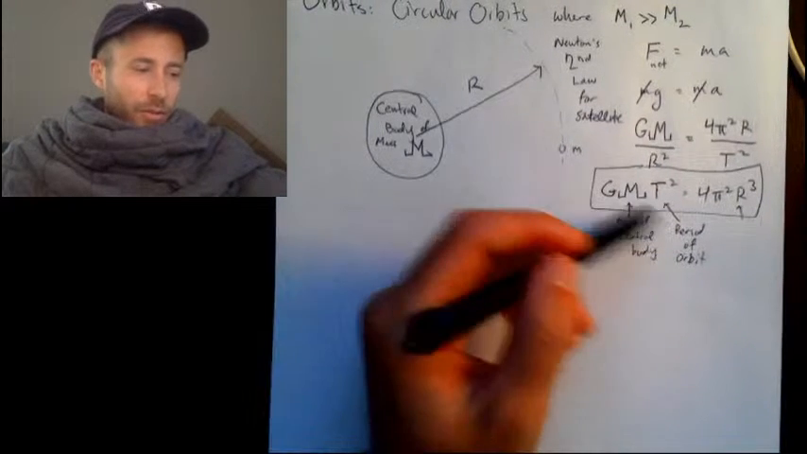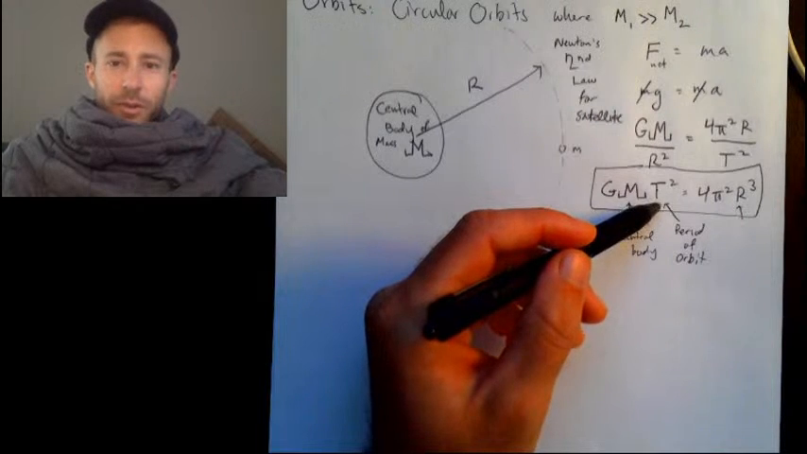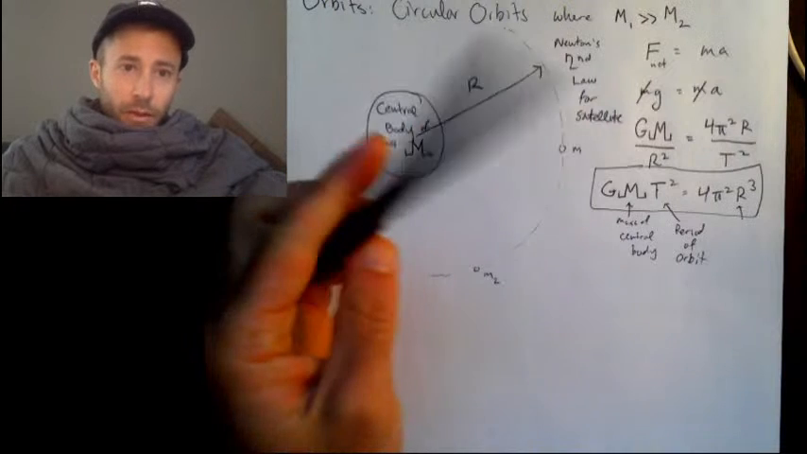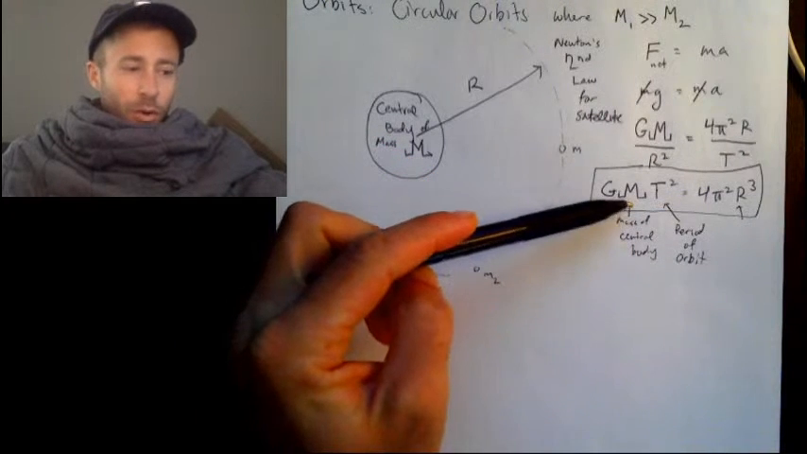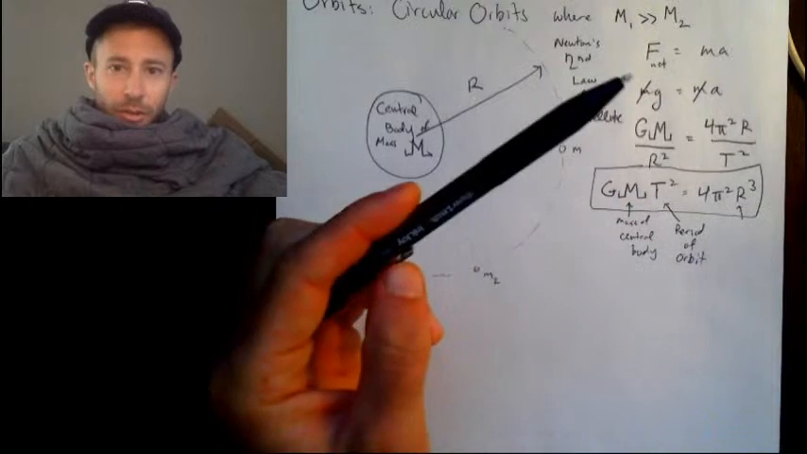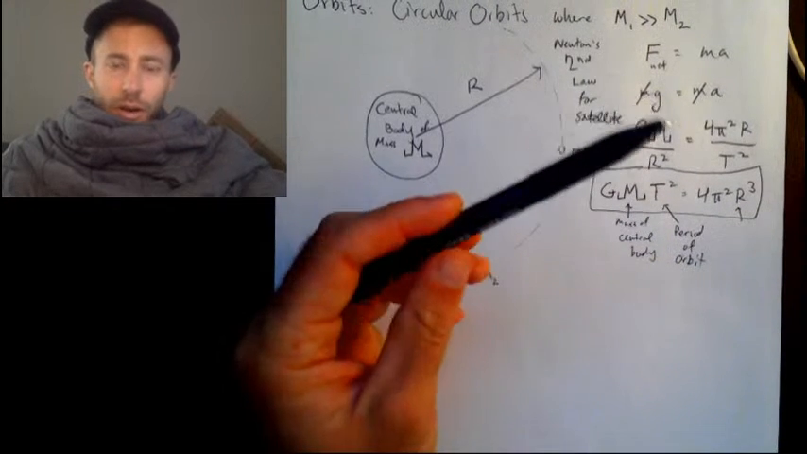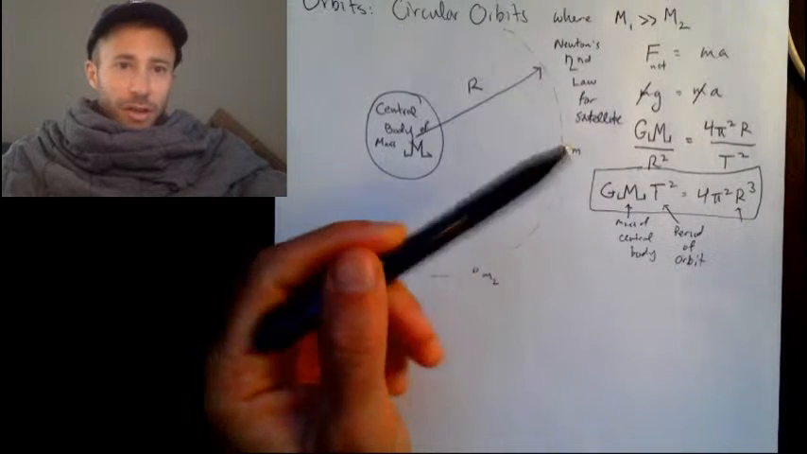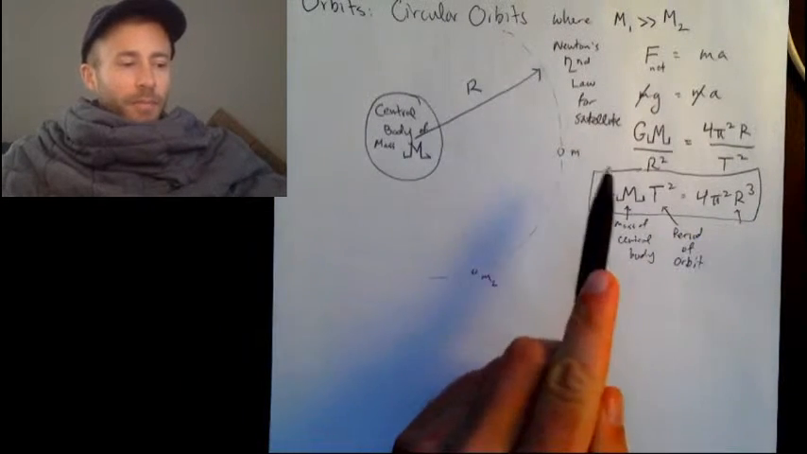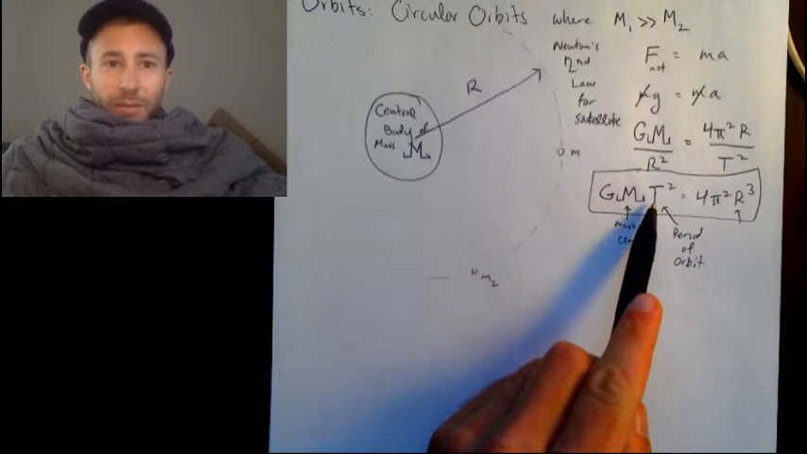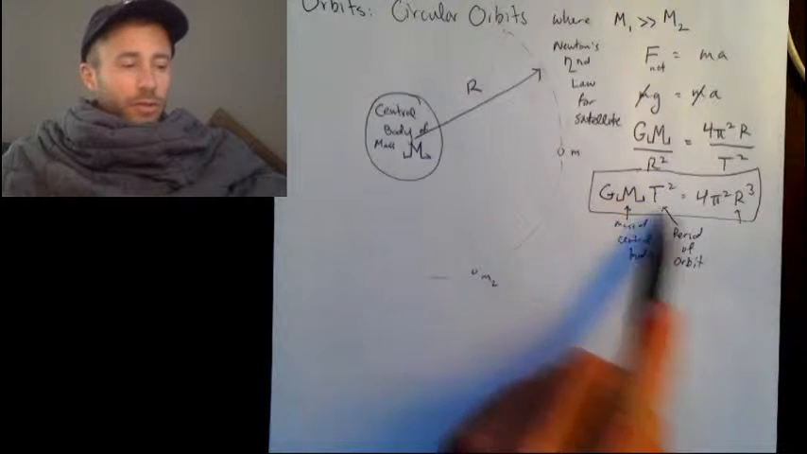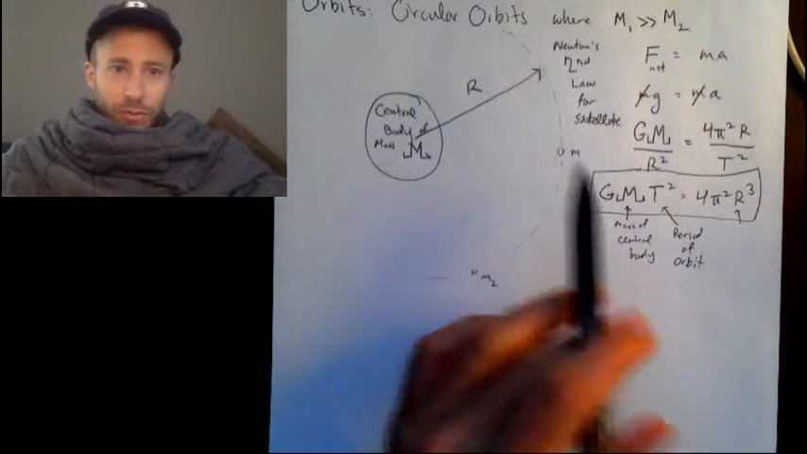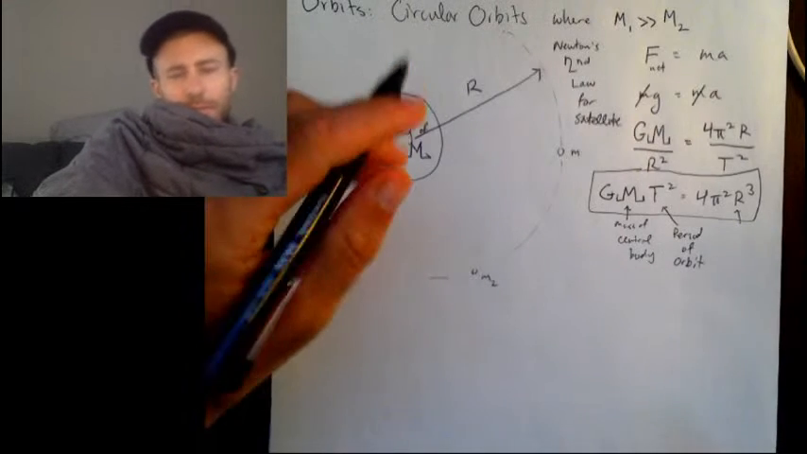Alternatively, if you know the mass of the central body and you know what the period of a satellite's orbit is, you could figure out how far away it is. Okay? Or if you know the radius of the orbit, you could calculate the period. So, for example, this equation is used by NASA. Let's say we want to put a satellite in orbit with a given period. So we can use this equation to calculate what the altitude of that orbit has to be. Okay? So it's a really useful equation.